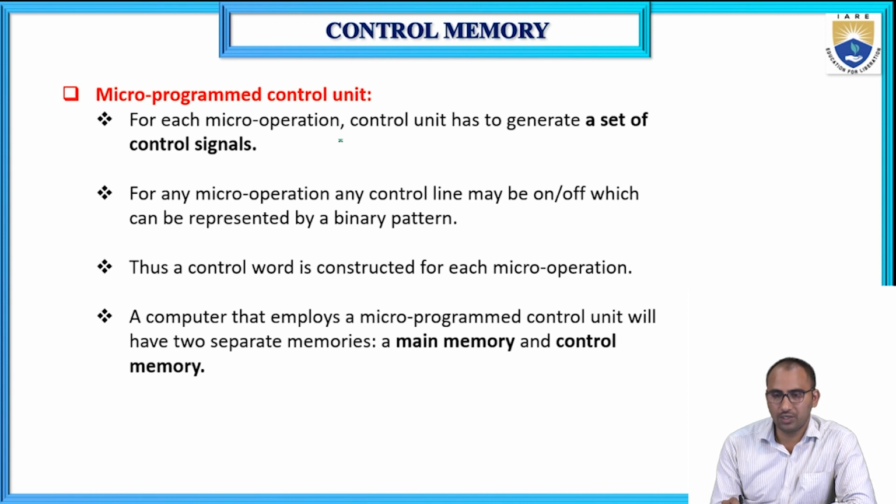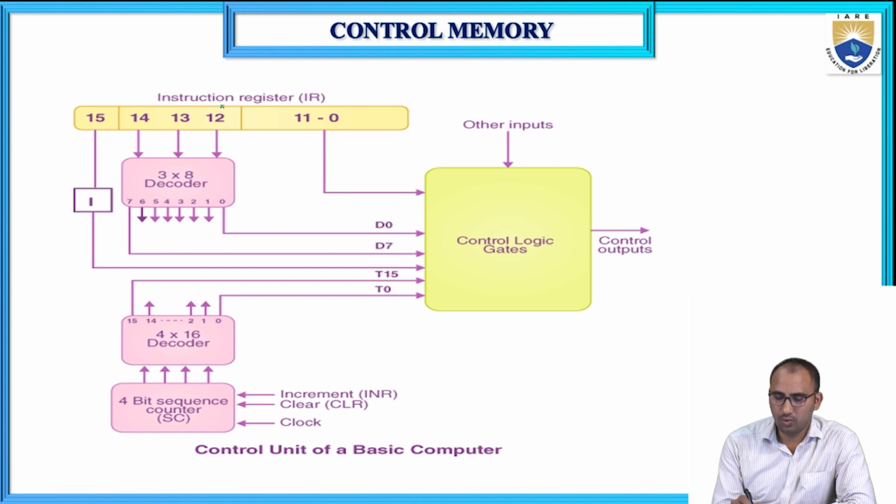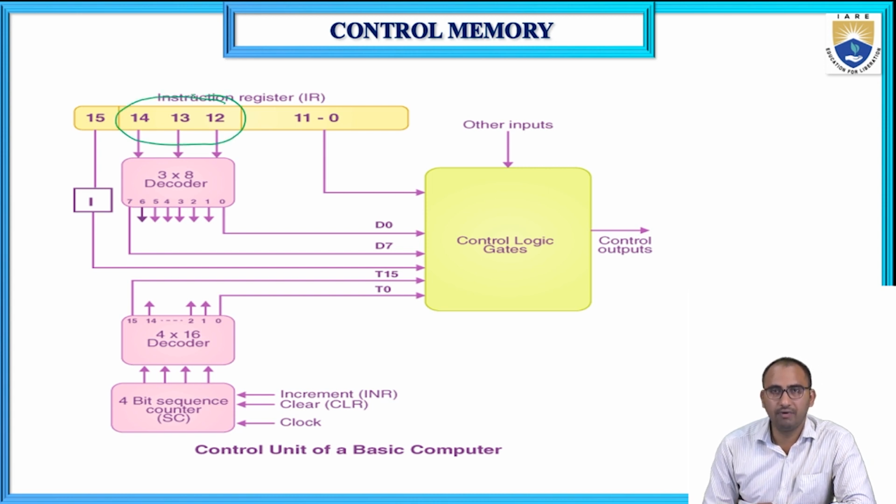So for each micro operation, the control unit has to generate a set of control signals. For any micro operation, any control line may be turned on or off, which represents a binary pattern. Okay, so already we have seen, using these 3 bits, we can generate different micro operations. So total we have 3 bits.